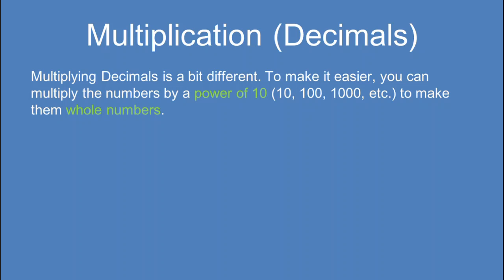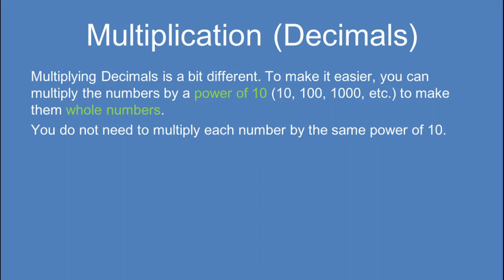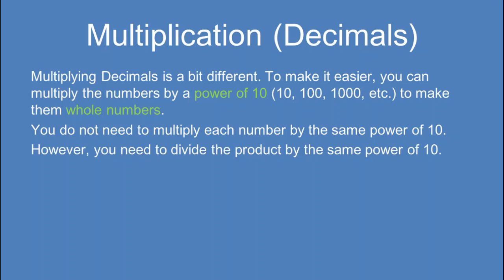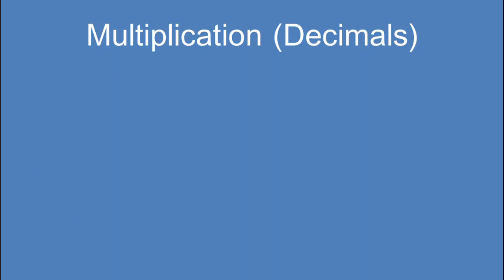To make it easier, you can multiply the numbers by a power of 10 to make them whole numbers. You do not need to multiply each number by the same power of 10. However, you need to divide the product by the same power of 10. Here is what is meant. Now try these questions. Question 1, 2.3 times 32.8.